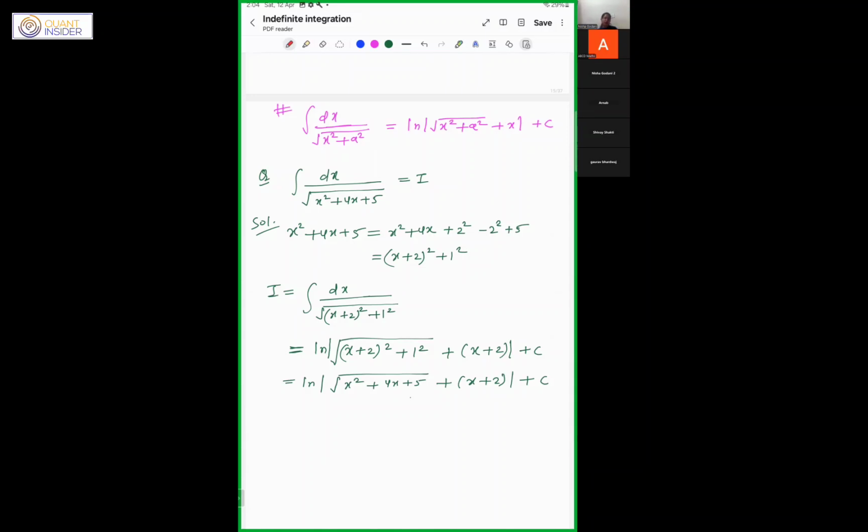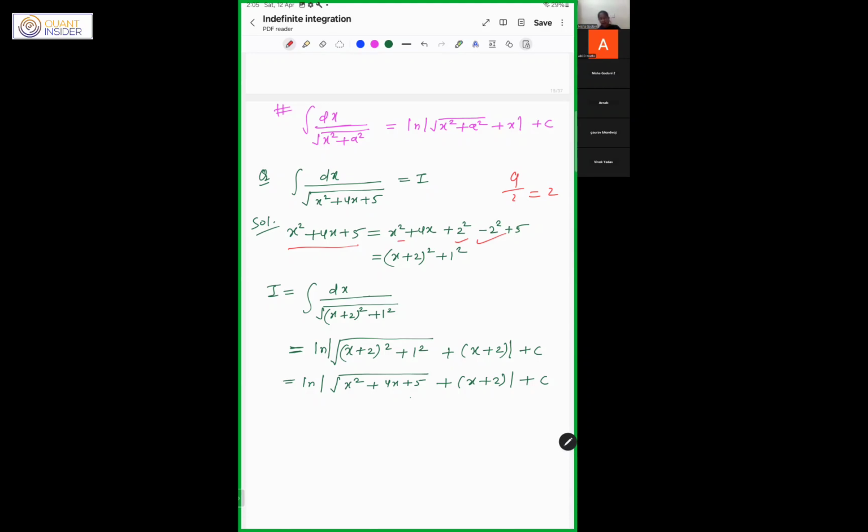Here the formula is for 1 upon under root x square plus a square. The previous one was for 1 upon under root a square minus x square. So again here this denominator function x square plus 4x plus 5 is to be made a perfect square. So coefficient of x is 4. 4 by 2 is 2. So you have to add and subtract 2 square.